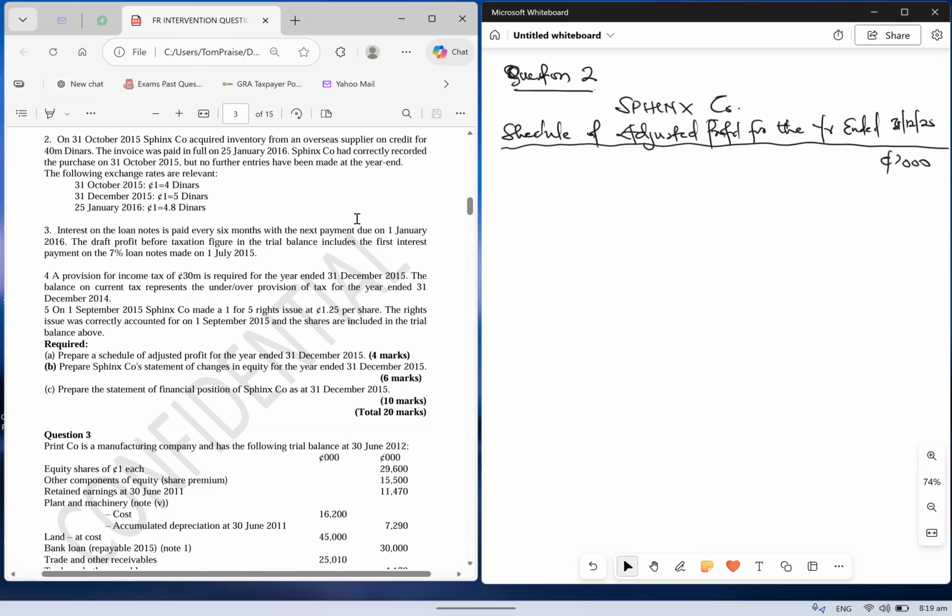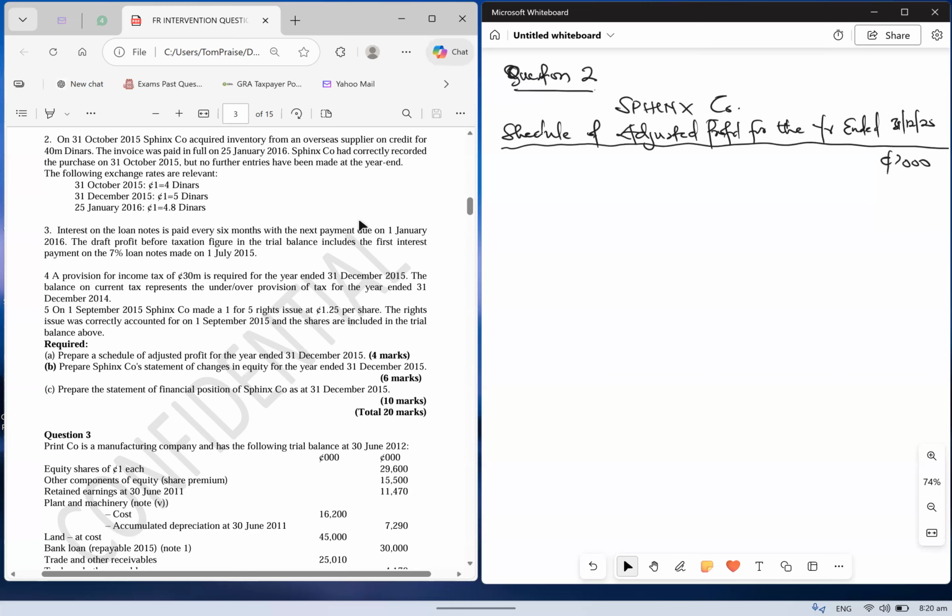And it also talks about rights issue. So Sphinx made a rights issue. So this is IAS 33. So we are going to go in there, take it one by one, and use it to elaborate on the standards as we go on to handle it. All right. So let's start.